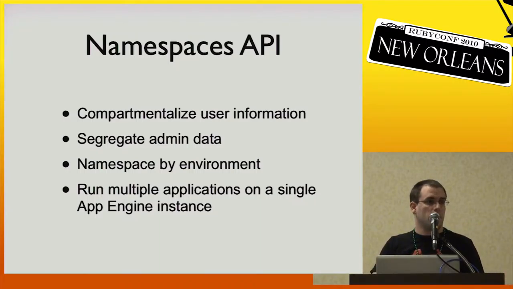So like with Rails, where you have a production environment or a staging environment or a testing environment, namespacing will allow you to basically run everything against the same data store, but then segregate the data based on namespace. And potentially, you can even run multiple applications in the same environment without having them colliding with each other.